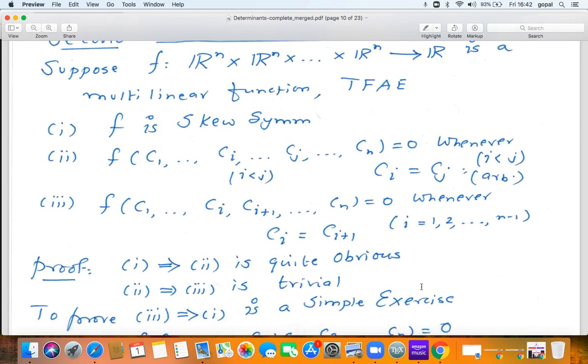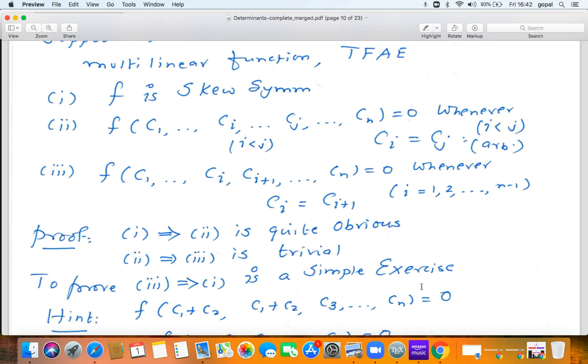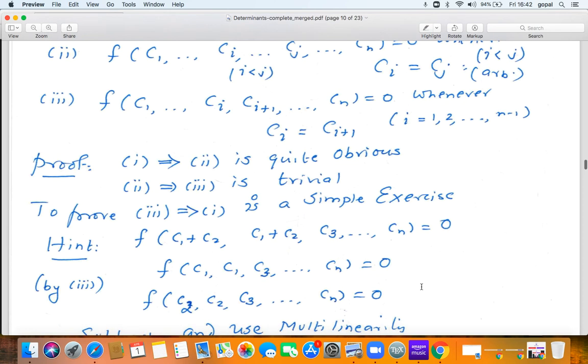Okay, let us see. I'll just get you started and I'm pretty sure that you will be able to complete it easily. First of all, we are going to assume 3, right? So for illustration purposes, let us do it for the first and the second column. I put the same entry in the first and the second column, I'm going to get 0. So which entries am I going to put? I'm going to put C1 plus C2. So f of C1 plus C2, comma C1 plus C2, comma C3 to Cn is 0.